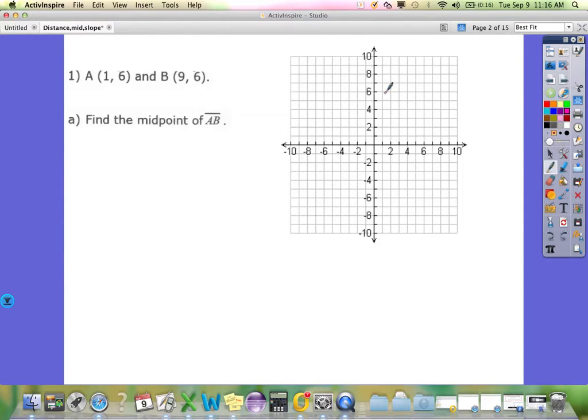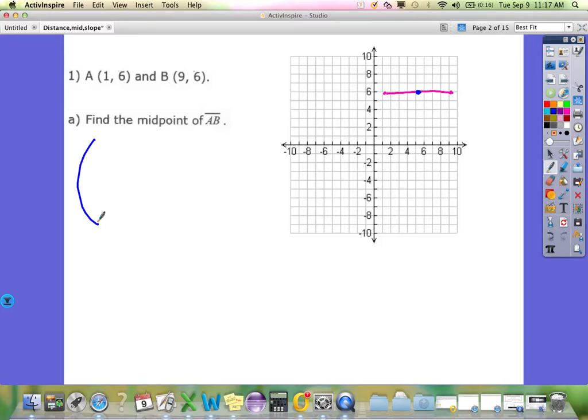Over 1, up 6, and over 9, up 6 as well. So if you draw that line, I can easily see where the midpoint is, because it's horizontal. I can easily find the distance of it. I can count, and I can even see the slope. But just for practice, I'm going to do the formula.